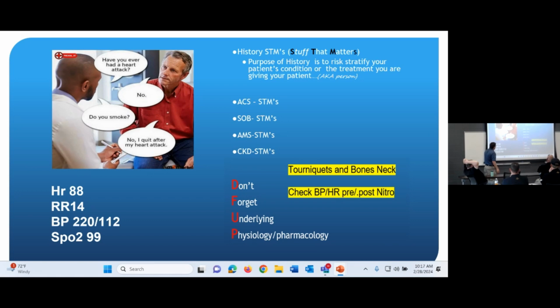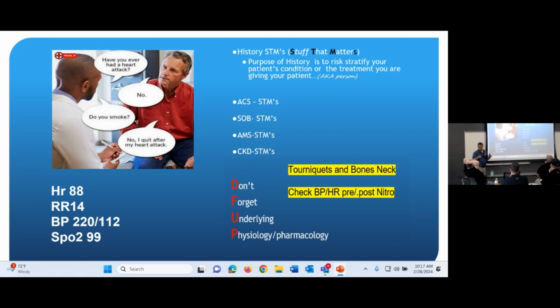The other mnemonic I like is DFUP: don't forget underlying physiology or pharmacology, right? And I say that in jest a little bit, but think about giving medications to people. So you got a patient having chest pain, that 40-year-old who knows he has heart disease, his blood pressure is 90/60, but we give nitro to patients with chest pain. Does he get nitro? The blood pressure of 90?